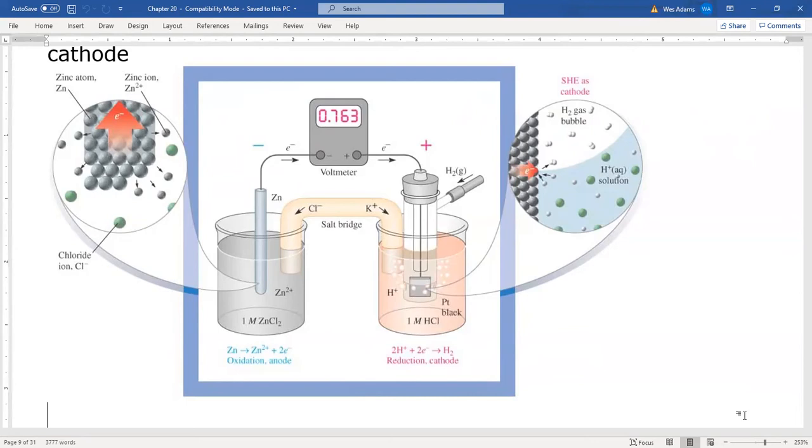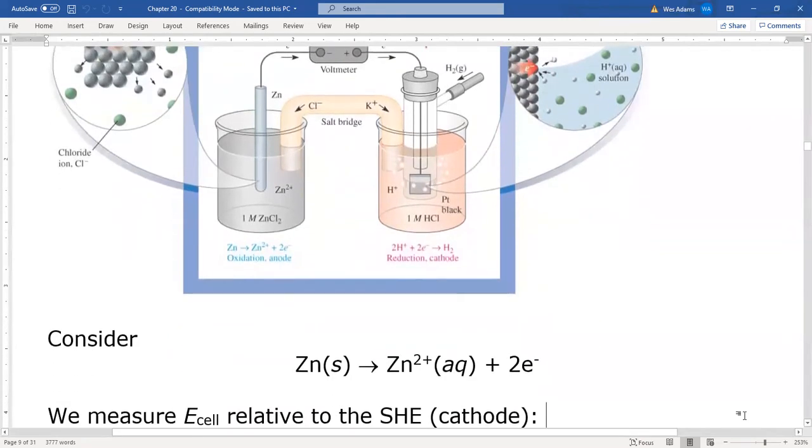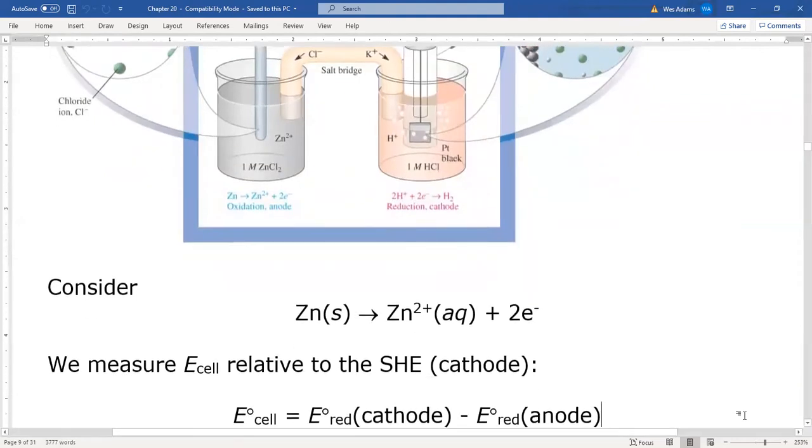Because you have to flip the sign, because it's actually an oxidation. The 0.763 would actually be the oxidation potential, but if I want the reduction potential, I have to flip the sign. And so the reaction we're looking at going on in the electrode is the oxidation of the zinc to form zinc plus 2 and 2 electrons.